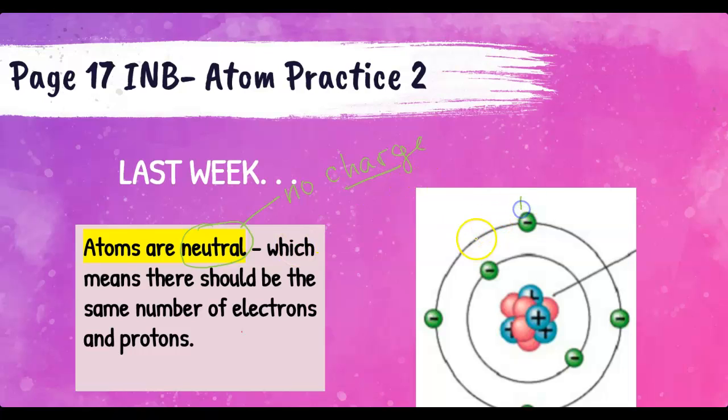So here I have 1, 2, 3, 4, 5, 6 units of negative charge. That means I have to have 6 units of positive charge, so 6 protons. All right, and we learned last week that the protons are in the nucleus, and therefore the nucleus has an overall positive charge. The electron cloud has overall negative charge. Okay, so those two things should be canceling each other out in an atom.